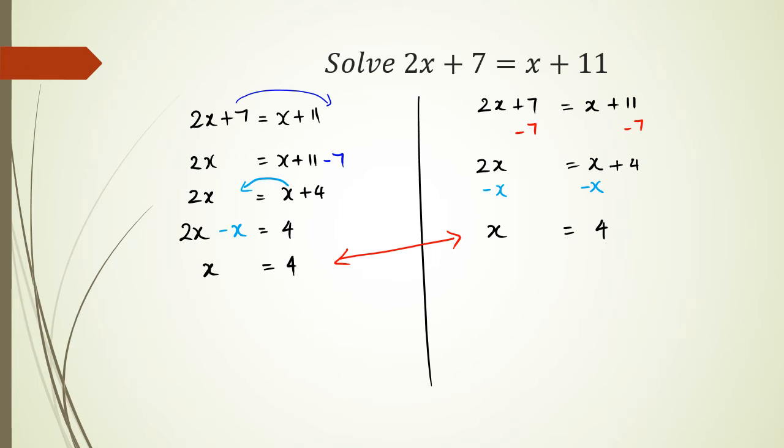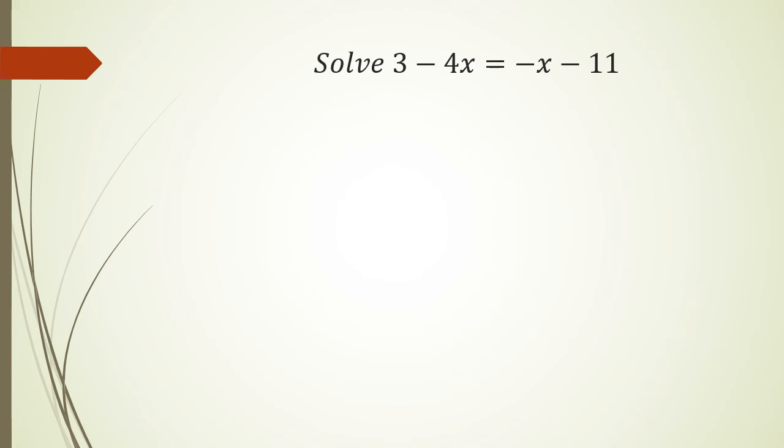All right, let's do one more example. In this case, I've got 3 minus 4x equals negative x minus 11. As usual, guys, you want to bring all the x to the left-hand side and all the numbers to the right-hand side. So let's do this one here. And as usual, I'll try and show you both methods.